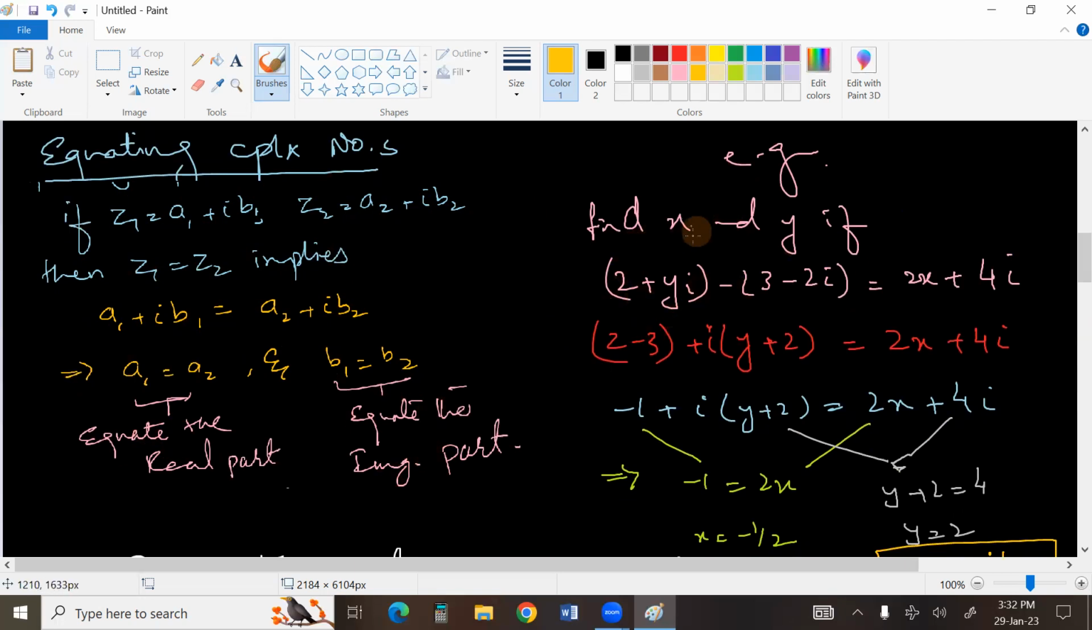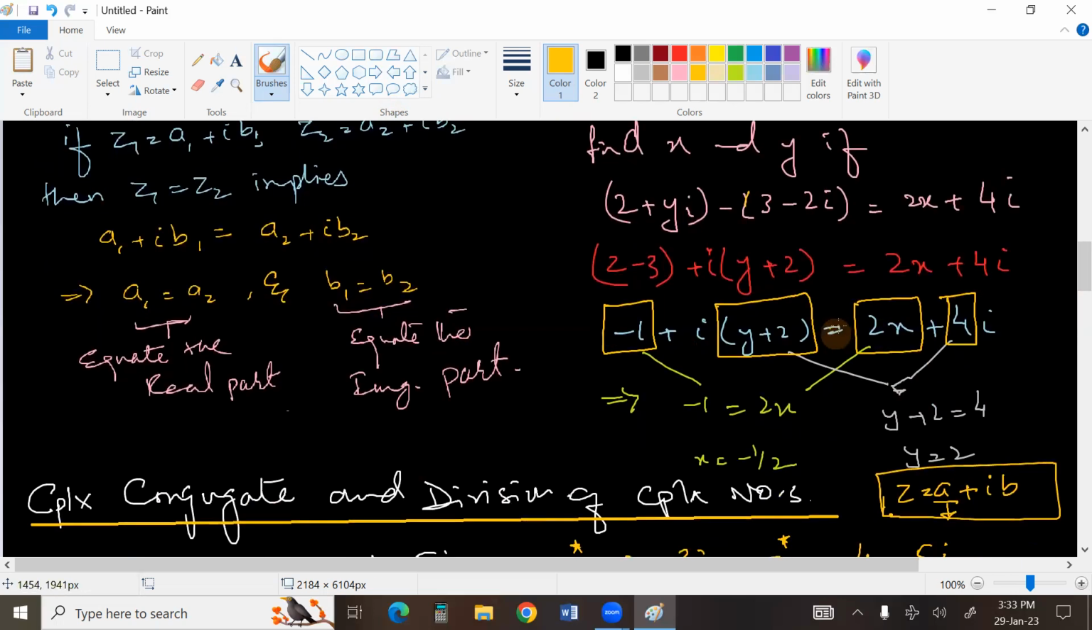Let's take an example. Find x and y if 2 plus y iota minus 3 minus 2 iota is equal to 2x plus 4 iota. So you would want to transform the whole of the left-hand side in a single complex number. Now look at the bigger picture. This is one real part and one imaginary part on the left side. When I simplify, combine all the reals and imaginary parts. And similarly, on the other side, it's one real and one imaginary part.